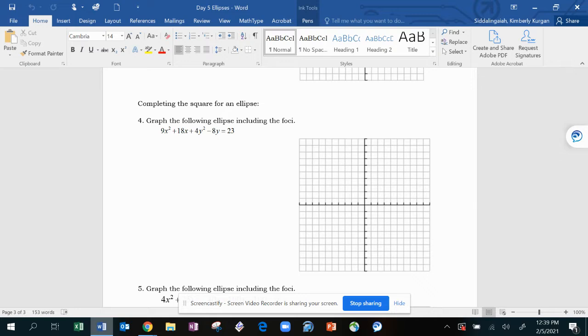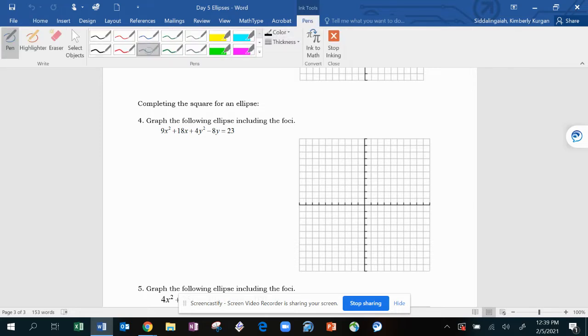So these last two problems have to do with completing the square for an ellipse. Now, this is going to feel a little different because if you take a look, this is a 9x squared. This is a 4y squared. So that's going to change the way we do some completing the square slightly. So I'm going to erase this and then share with you how I would set this up.